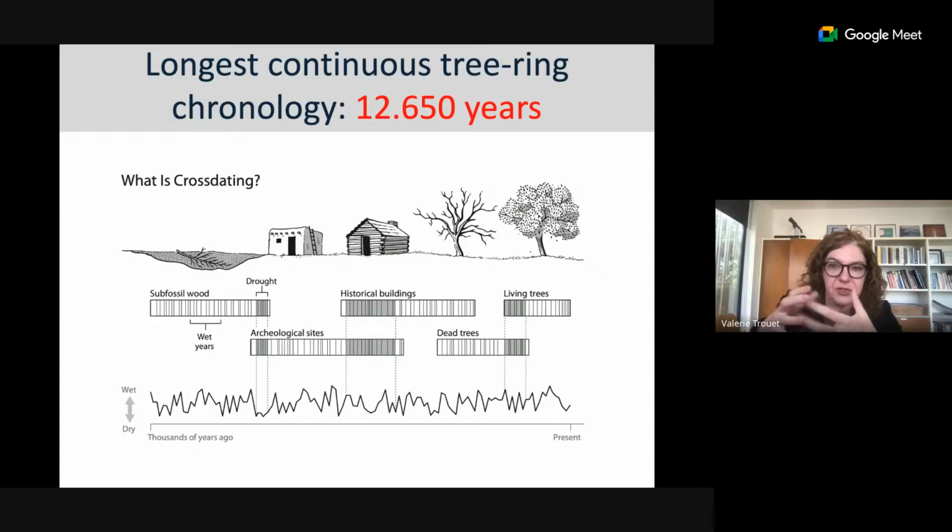So most tree ring chronologies are species specific, so they are based on one species, and all of them are location or region specific. So we don't have one global tree ring chronology. It doesn't work that way. Hope that answers the question in a nutshell.